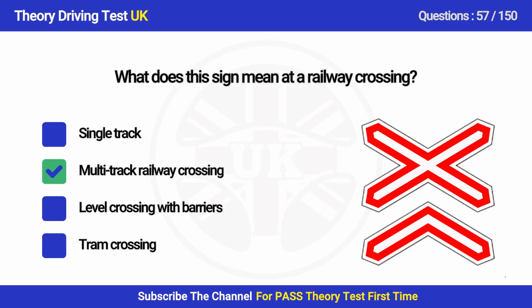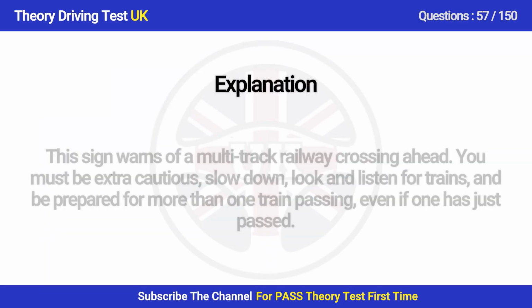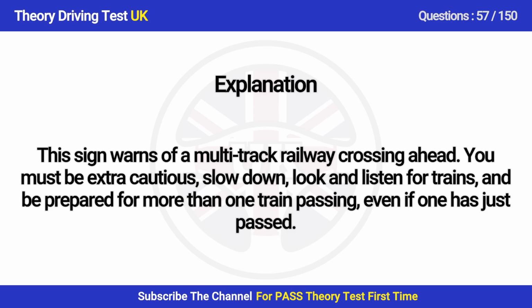Answer is B. Railway crossing. This sign warns of a railway crossing ahead. You must be extra cautious, slow down, look and listen for trains, and be prepared for more than one train passing, even if one has just passed.